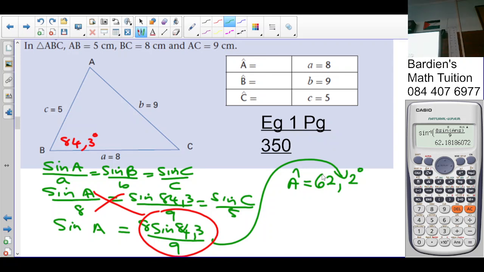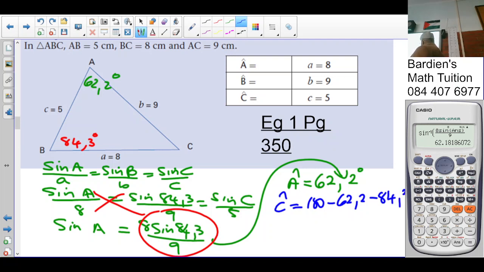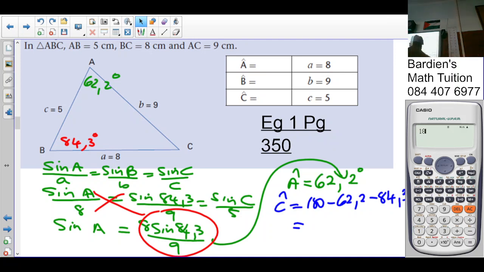So how do we calculate angle C? Sum of angles in a triangle. Okay. Angle C is equal to 180 minus 62.2 minus 84.3. Reason: sum of angles in triangle ABC. Do I have to write this? No. Okay. That's 180 minus the previous answer, 62.2, minus 84.3. Gives us 33.5.